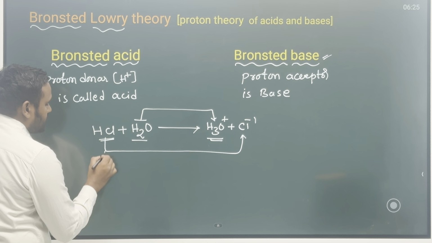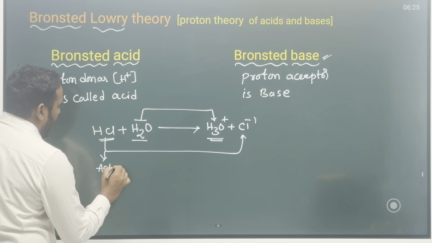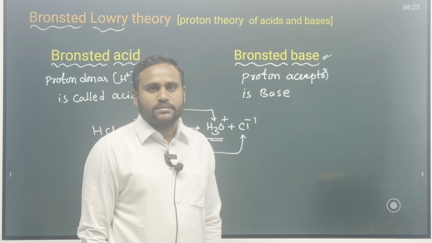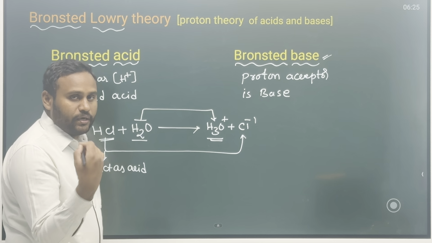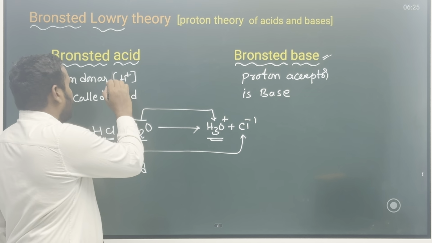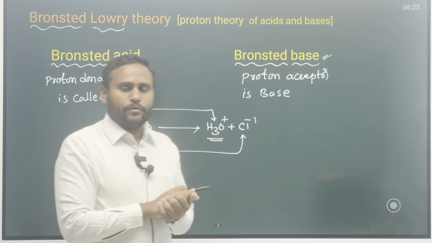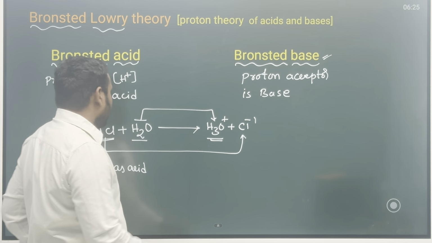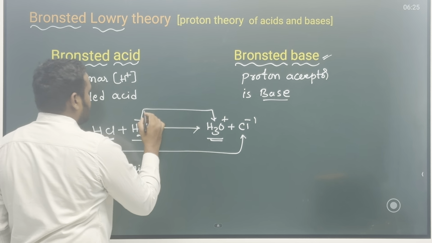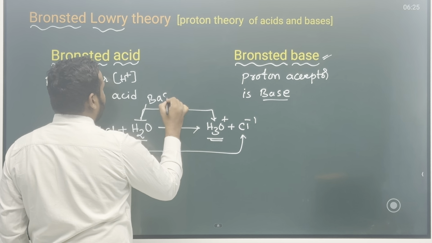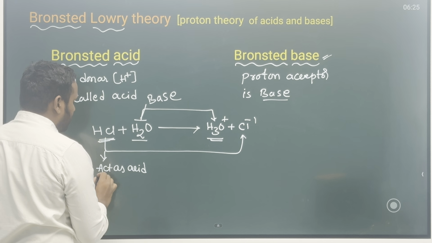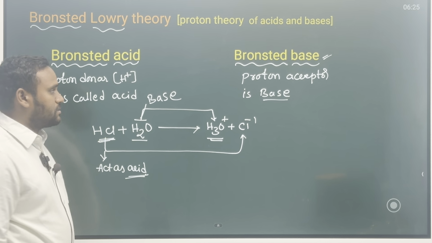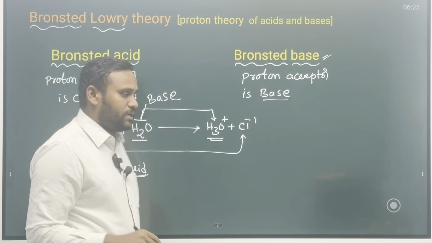So now here HCl acts as acid. Why does HCl act as acid? Children, here HCl is donating one proton. So we know already, what is a proton donor? Proton donor is acid, and here H2O is accepting one proton. So proton acceptor is a base. So now here H2O acts as base, and HCl acts as what? Acid. HCl acts as acid and water acts as a base. So this is the Bronsted acid and Bronsted base.